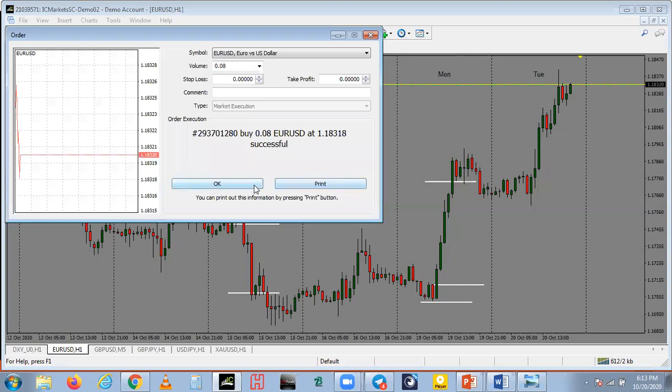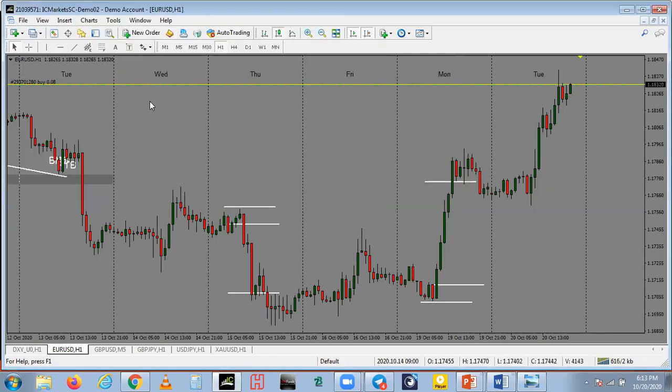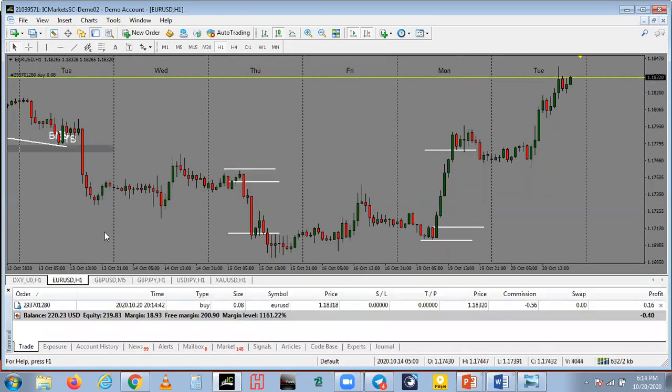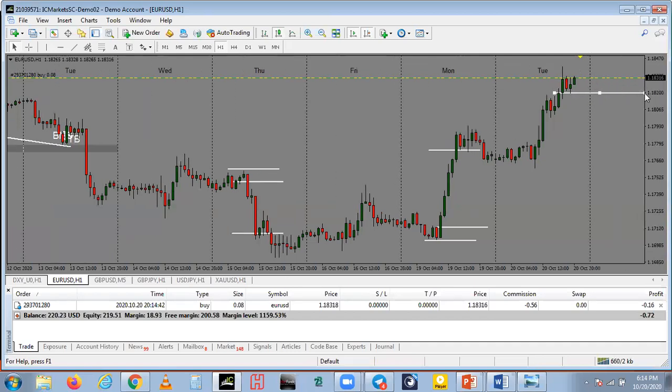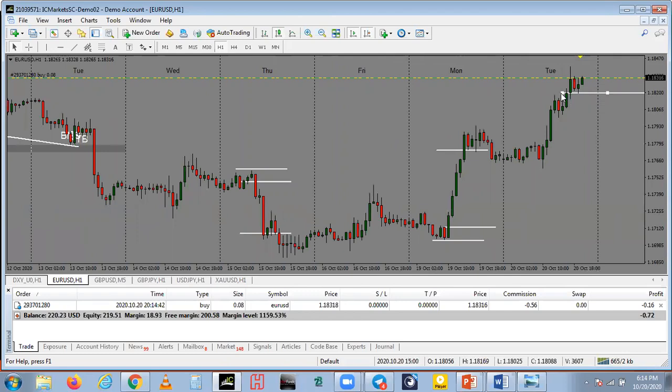Can you see the price we entered? That's why we have this green line here. Buy with this lot size, and we entered at around 1.18320. That's where we entered. So where will your stop loss be? Your stop loss will be below it. So let's put our stop loss around here. It can be anywhere, depending on your trading system. Remember, I said I'm going to teach you how to get your stop loss. Stop loss will just be below here.